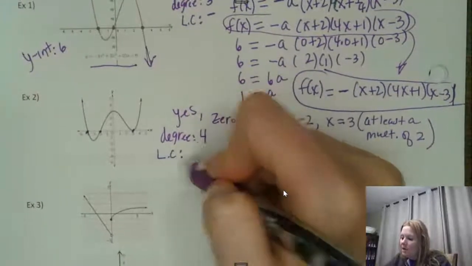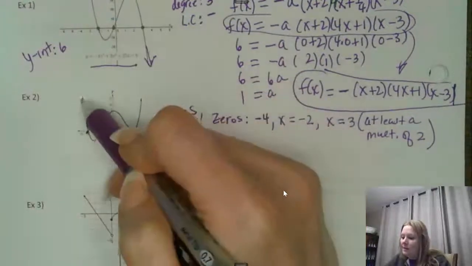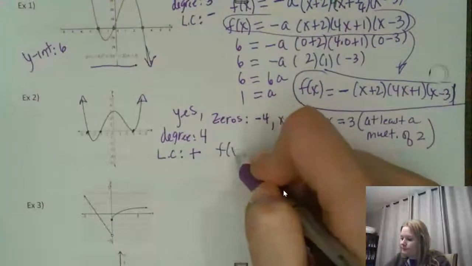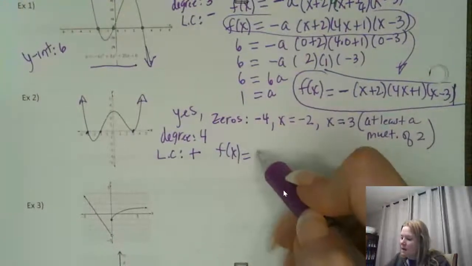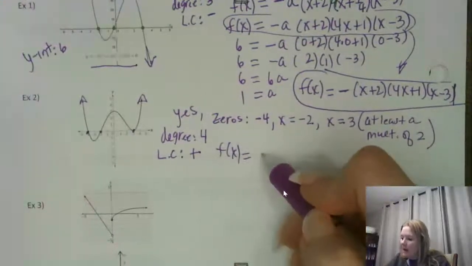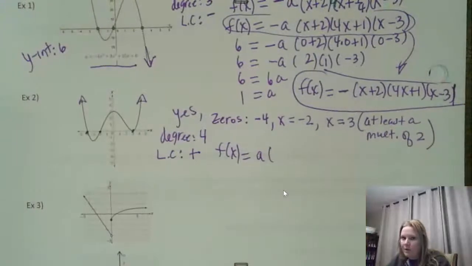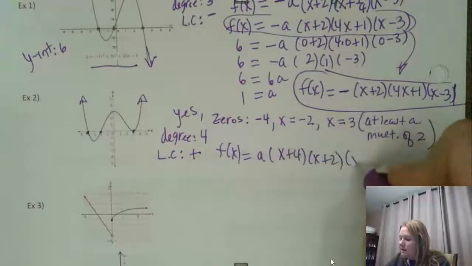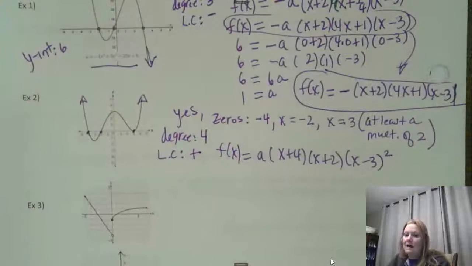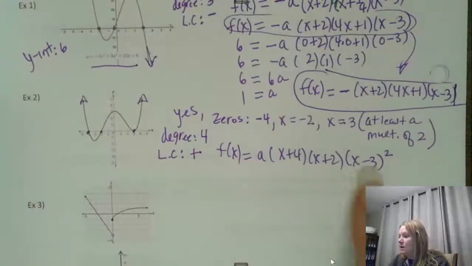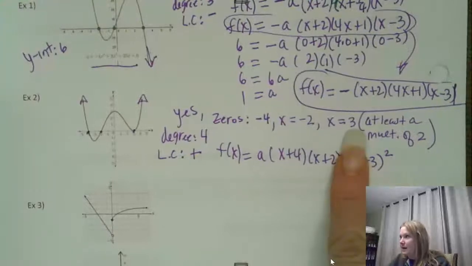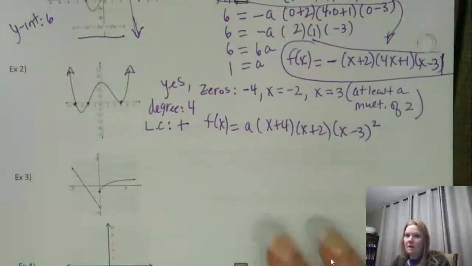Leading coefficient is positive because the ends are up. All right, so leading coefficient is positive. We don't know what that leading coefficient is. We'll get to that in a minute. This is x plus 4, x plus 2, x minus 3 has a multiplicity of 2. So that means that factor of x minus 3 occurs twice, which is why we get x equals 3 twice.